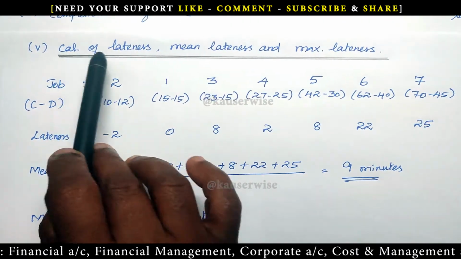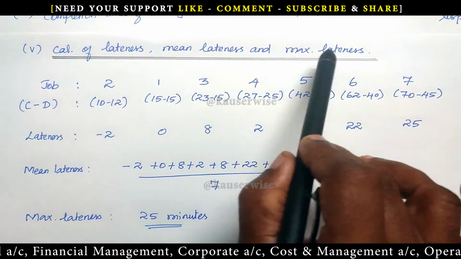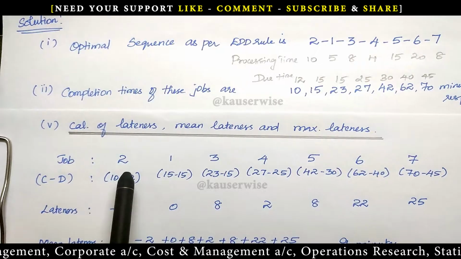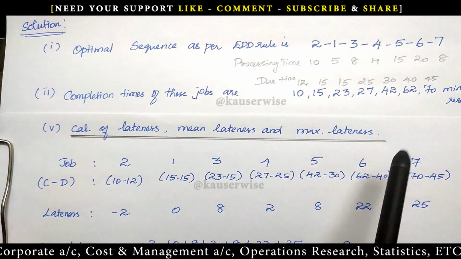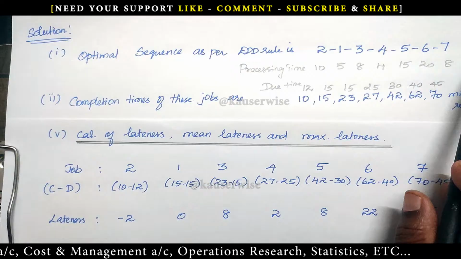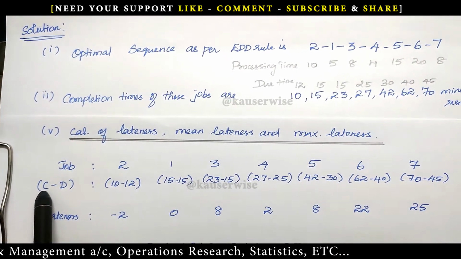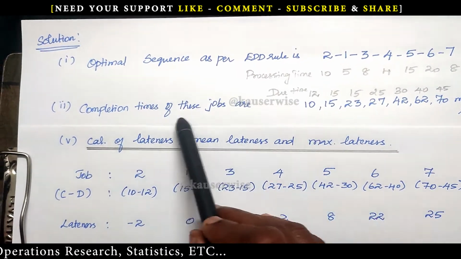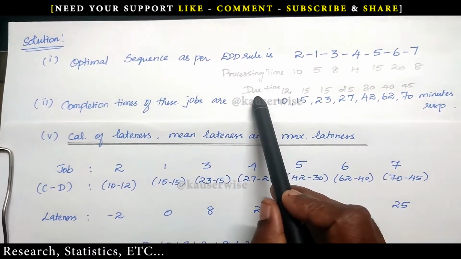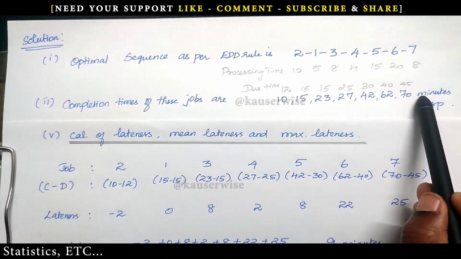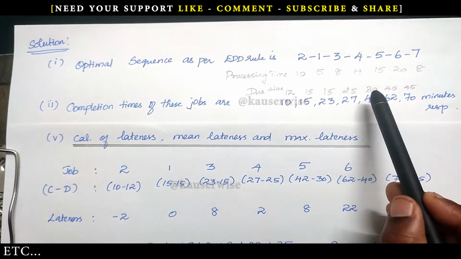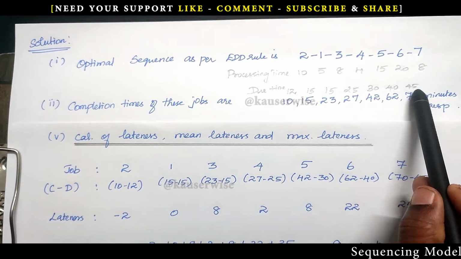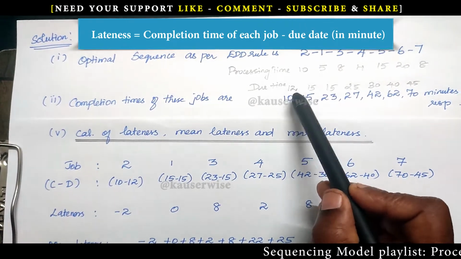The next one is calculation of lateness, mean lateness, and maximum lateness. Okay, so first we need to calculate the lateness. For that, just write down the jobs according to the optimal sequence. Okay, and then just compare the completion time of each and every job with the due time. Okay, already we have completion time of each and every job. Just write down the due time for the respective jobs. Okay, 12, 15, 15, 25, 30, 40, 45 minutes. This is the due time. Okay, this I have taken from the problem. Now just compare the completion time with due time.